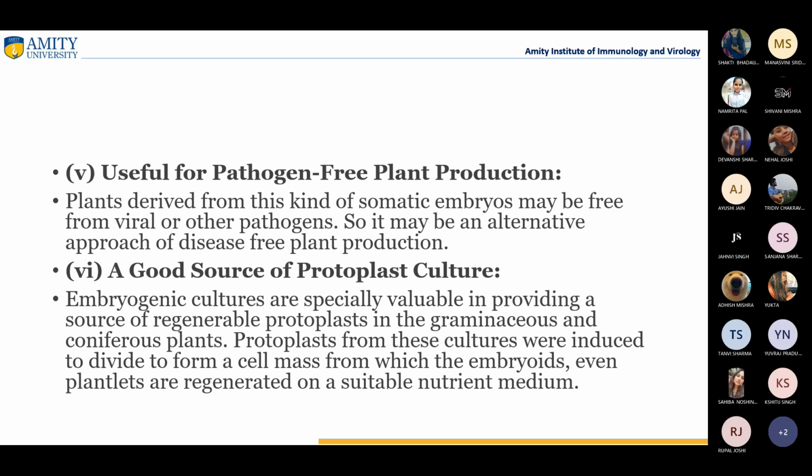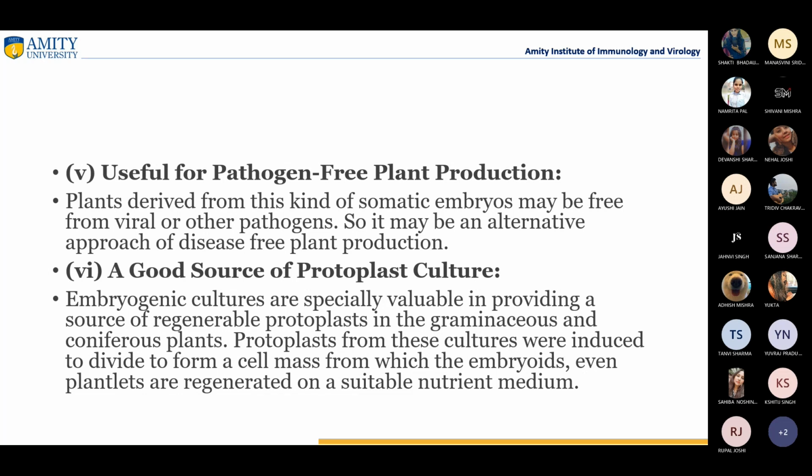Then we have again, ये जो pathogen free plant production वाला है ना, ये आपको हर जगह दिखने वाला है. So useful because plant tissue culture is a technique for pathogen free plant production. Plants derived from these somatic embryos may be free from viral or other pathogens also. So we can use this as an alternative approach for disease free plant production. So that we know, right? Then a good source of protoplast culture. So after this somatic embryogenesis, we are also going to study somatic hybridization. So these are two different techniques.